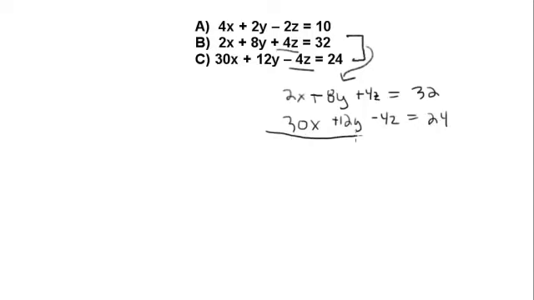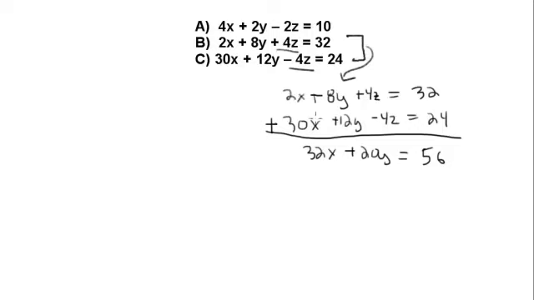Now remember, like we said in the last review of two-variable systems, we can add or subtract equations together. In this case, we just need to add because these are already going to knock each other out. So we're going to add, and we'll end up with 32x plus 20y, 4z minus 4z is 0, equals 32 plus 24, or 56. So we eliminated a z here.